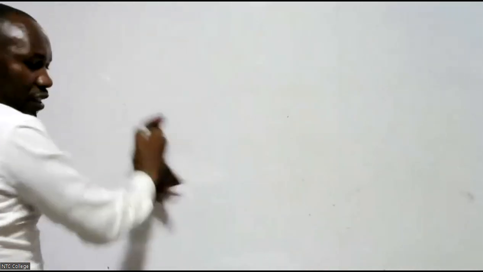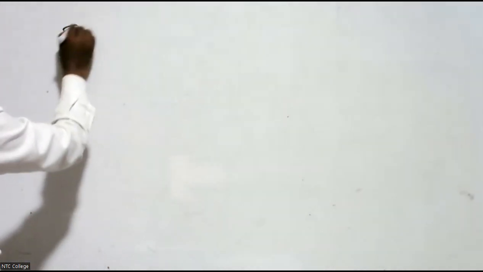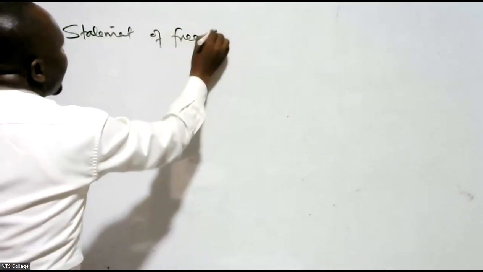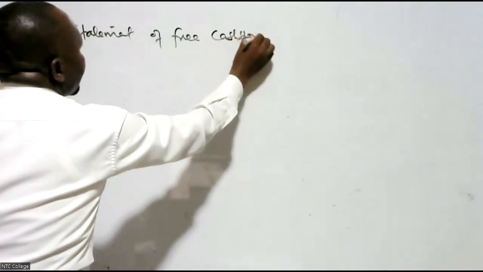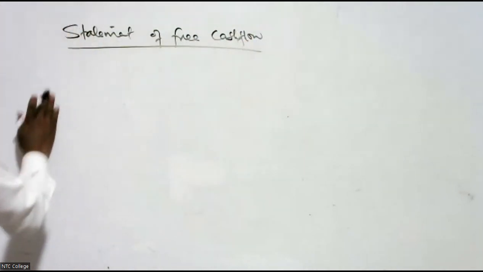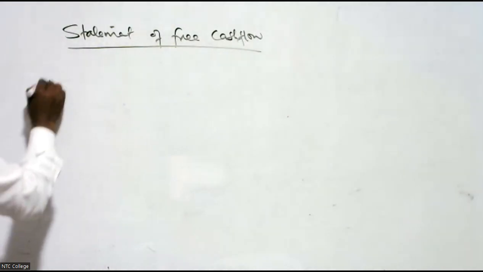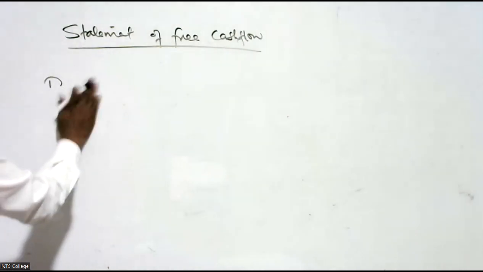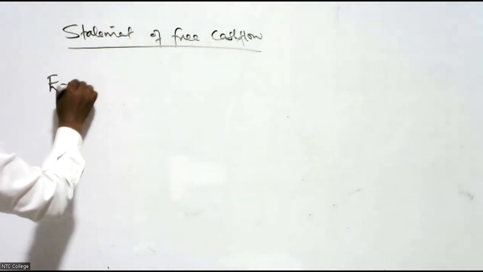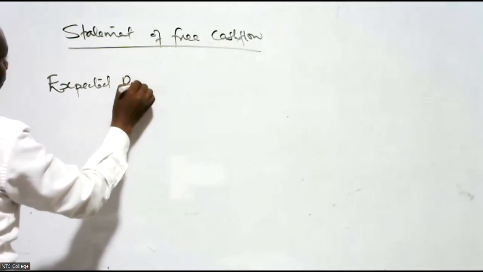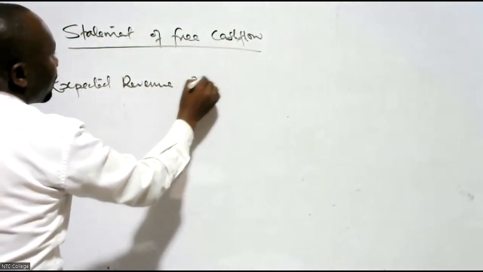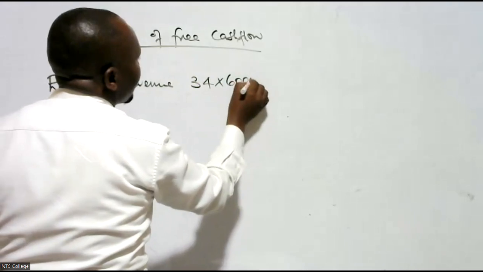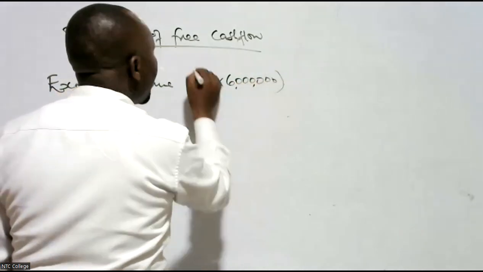Statement of free cash flow, just the way we did the other one. So the first thing that we do, we get revenue, which is the expected revenue still. We have 34 times 6 million. That is the quantity still.